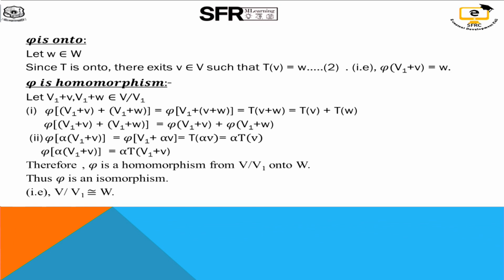Similarly, we can prove scalar multiplication: alpha times V1 plus V. Apply that T is a homomorphism and the definition of the mapping pi, and you get pi of alpha times V1 plus V equals alpha times T of V1 plus V. Now the two conditions of homomorphism are satisfied, thus pi is a homomorphism. We have proved that the map pi is well defined, 1-1, onto and a homomorphism. Thus we say that pi is an isomorphism. That means V by V1 is isomorphic to W. Thank you.